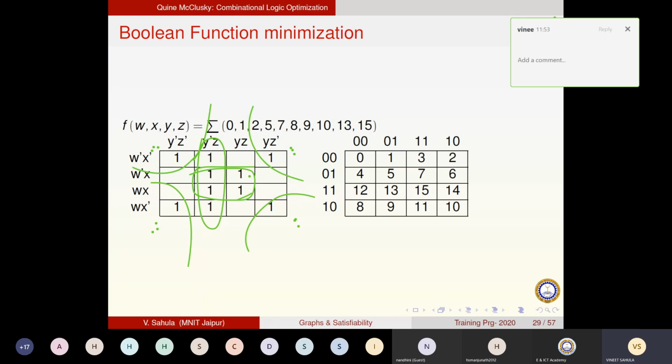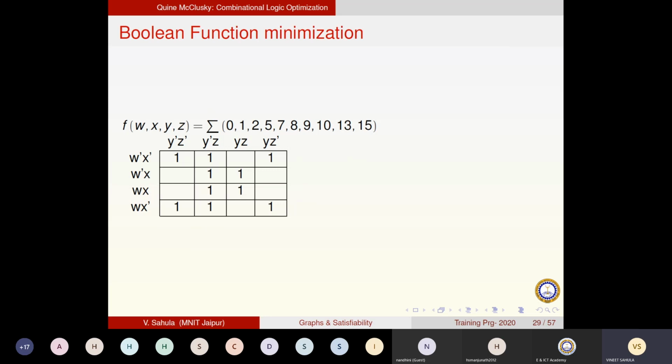Anybody needs a clarification on that? Anybody needs clarification on that? No. Go ahead. K-map is done.